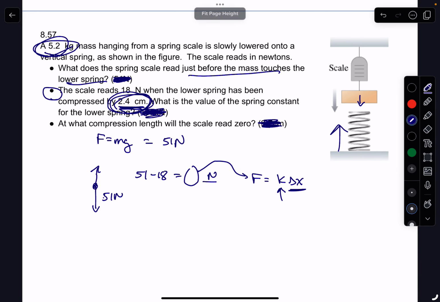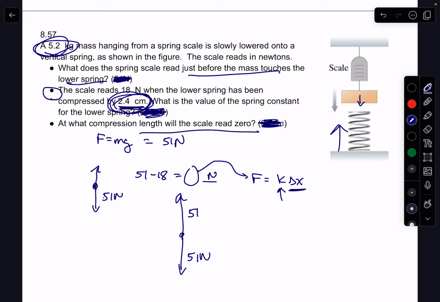Now, we have an issue, though, in that now how do we do this? When will it equal 0? Now, remember, when it equals 0, the force down, because of gravity, is always 51 newtons. So what's the force upwards from the spring? For it to read 0, of course, that'd be 51 newtons. So when the force is 51 newtons, so F equals k delta x, when this is 51 newtons, you can then take the k from part B, and you can solve for delta x.